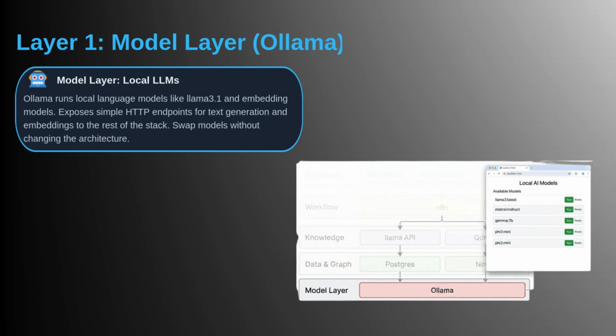By isolating models in their own layer, the rest of the system doesn't need to care which exact model is running. If a better LLM appears, or if I want to experiment with a different embedding model, I can change things inside this layer without rewriting the knowledge layer, the workflows, or the frontends. So the key idea here is, models are just one layer with clear boundaries. They're powerful, but they're also swappable parts inside a bigger machine.